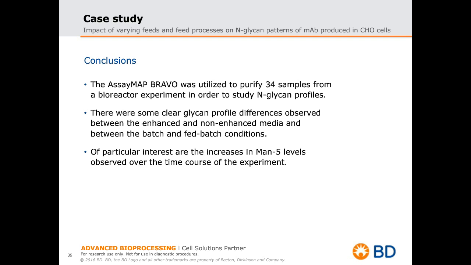This case study has revealed a lot of useful information concerning not only the type of medias used, but the way that they are utilized either in a batch or fed batch approach. Using the data gathered here, we have a more thorough understanding of the impact of our media formulations on the glycan profiles observed for this particular cell line. This may aid in the future design of media formulations or cell culture processes where we look to target that particular glycan profile.